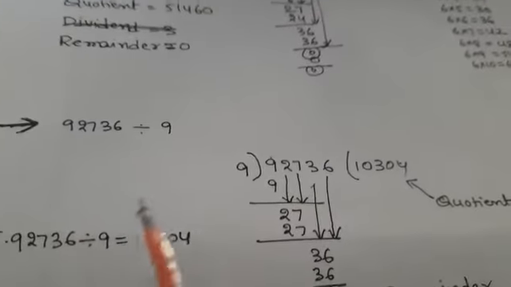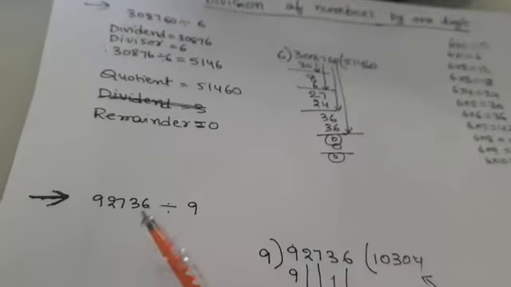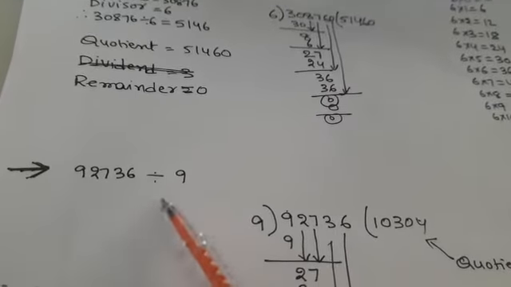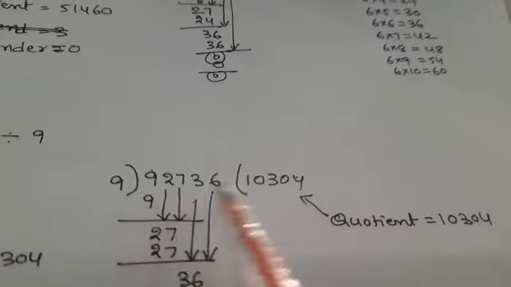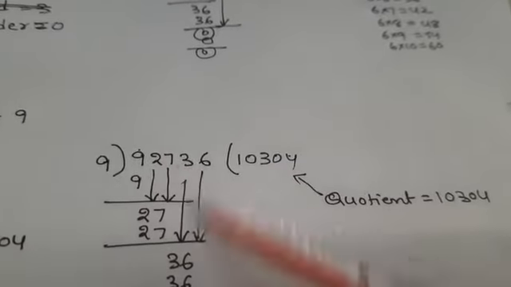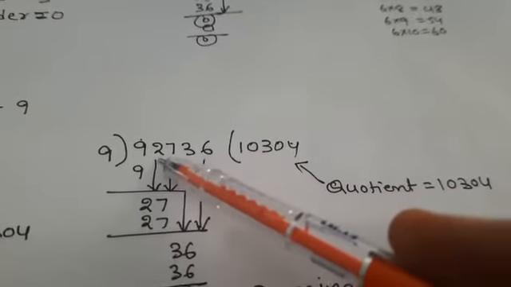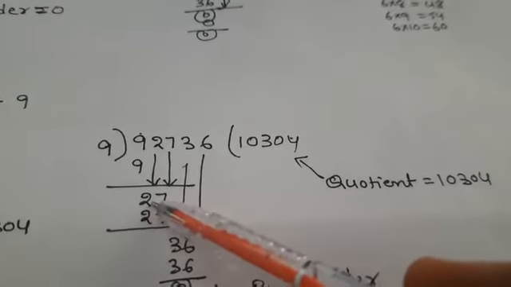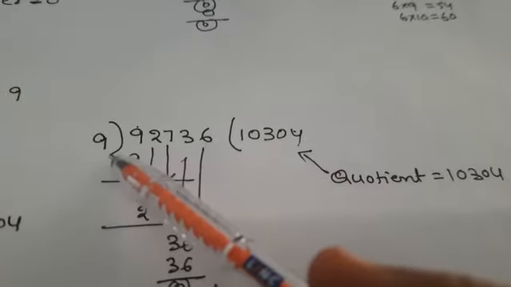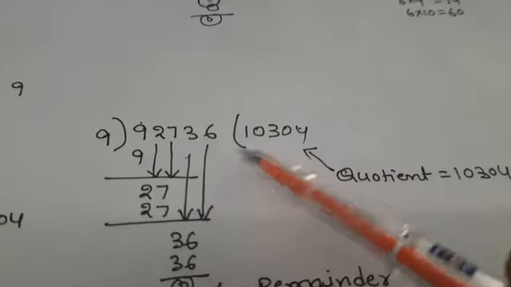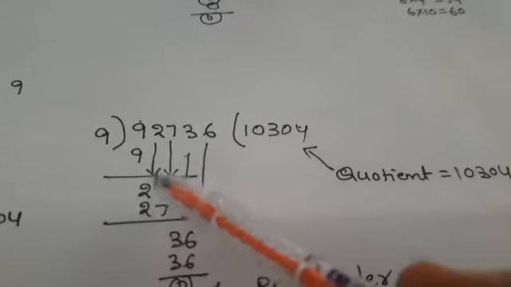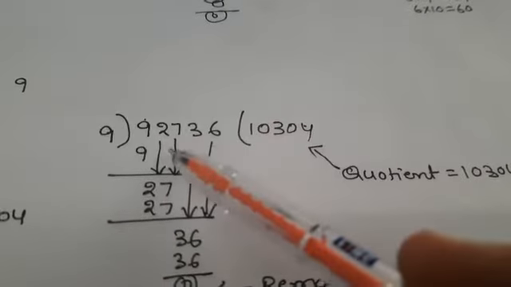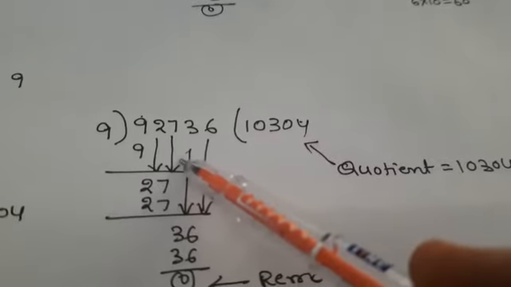See here another division. 92,736 divided by 9. So here 9 1s are 9. Every time you have to bring down only one digit. So one digit you brought down here. Then how many times will it go? 9 zeros are 0. So it won't go, 0 times. You keep 0 here and then bring down another digit.